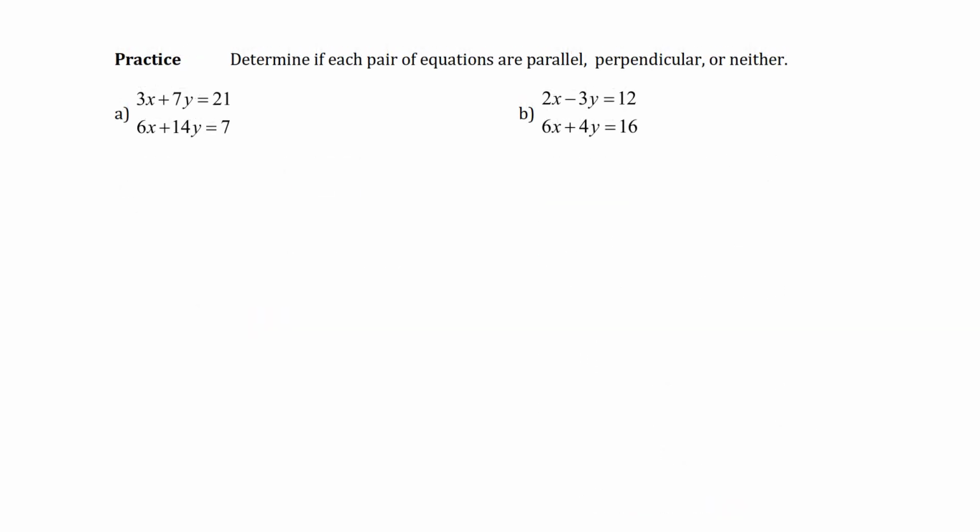Next, we have a practice problem for you to try. Determine if each pair of equations are parallel, perpendicular, or neither. For part A, we have the equation 3x plus 7y equals 21. The second equation is 6x plus 14y equals 7. For part B, we have the equation 2x minus 3y equals 12. The second equation is 6x plus 4y equals 16. So go ahead and pause the video, try out these problems, and then check back with the video to see how you did.